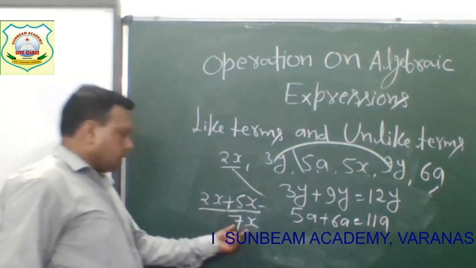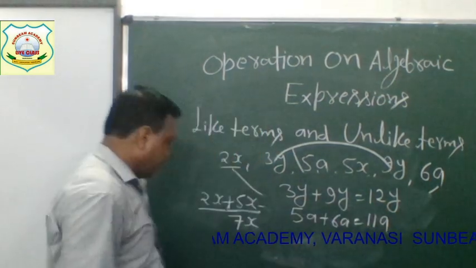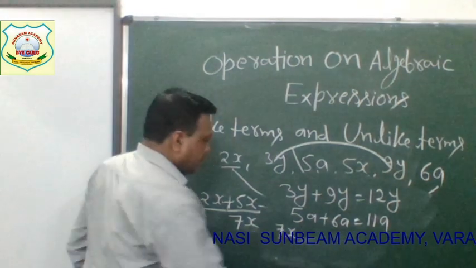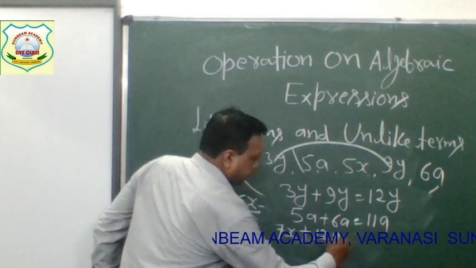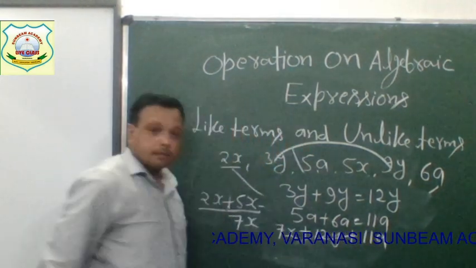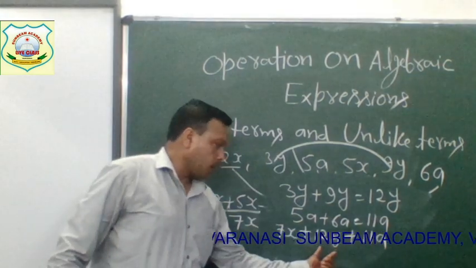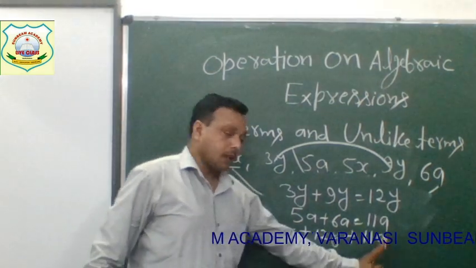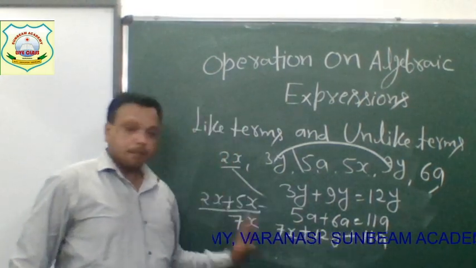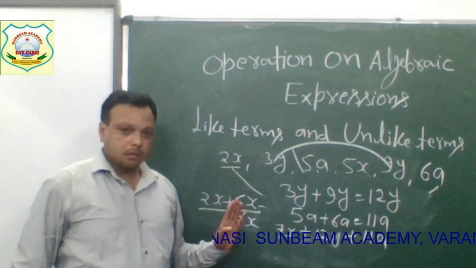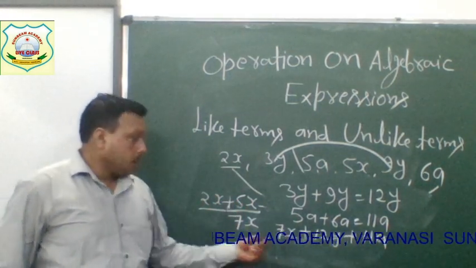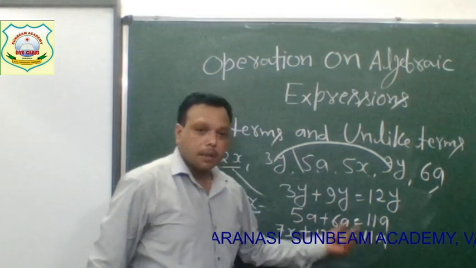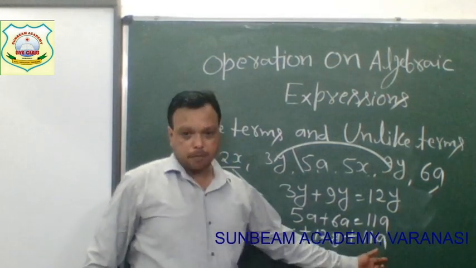When we write 7x plus 12y plus 11a, here x, y and a are different variables. Is it possible to add them? No, not possible. Why? Because they all have different variables, so we cannot add them.